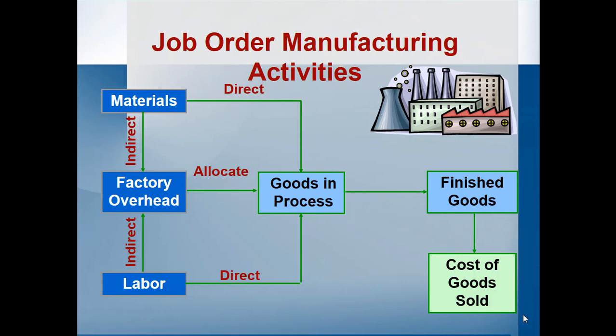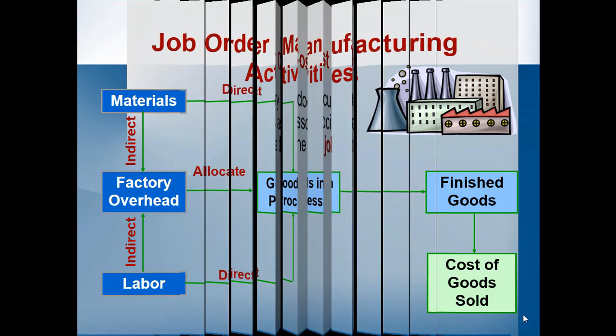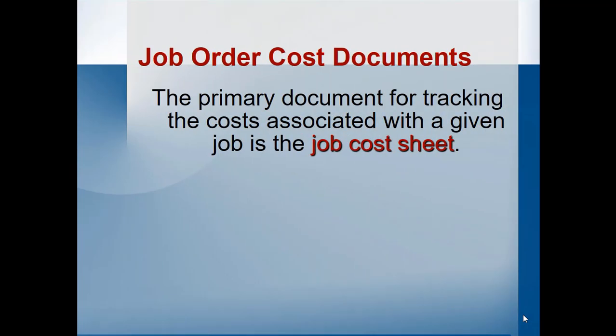All right, so those are just those job order manufacturing activities. Just a quick recap of all that stuff we talked about back in Chapter 18. All right, so now let's talk about some job order cost documents.